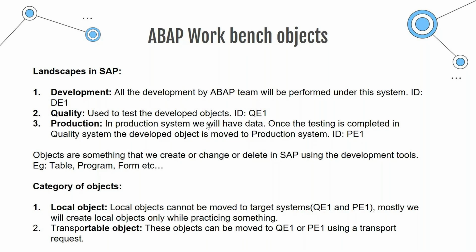That's it. But in real time, you'll only create transportable objects, which can be moved from development to quality to production system. Again, from development, you cannot move it to the production system directly. Not possible. It has to go through quality. The process has to be followed. You cannot skip the process in between.